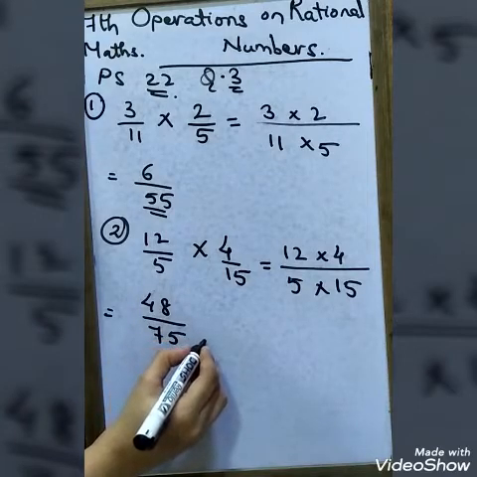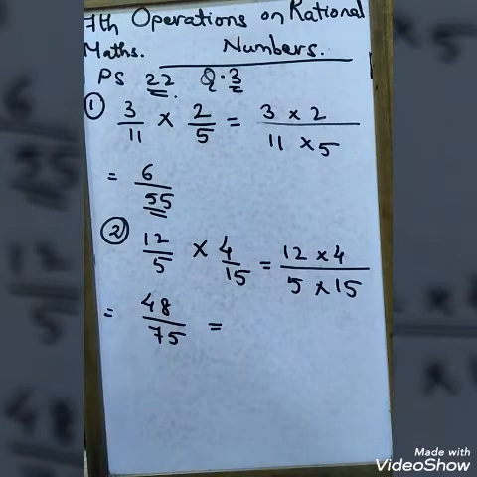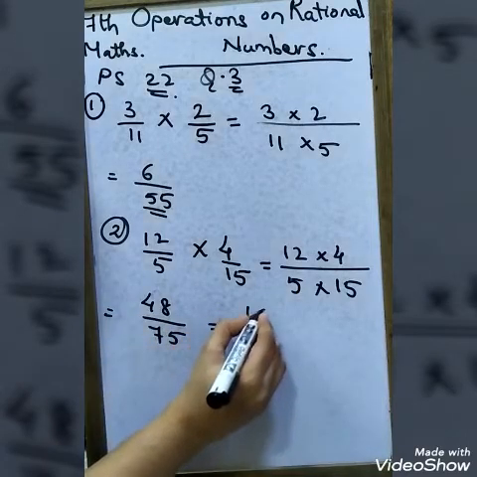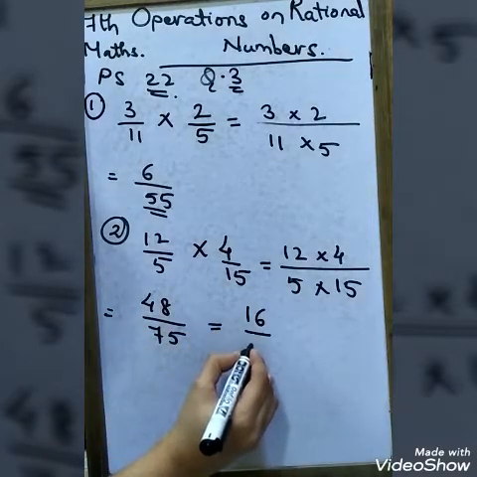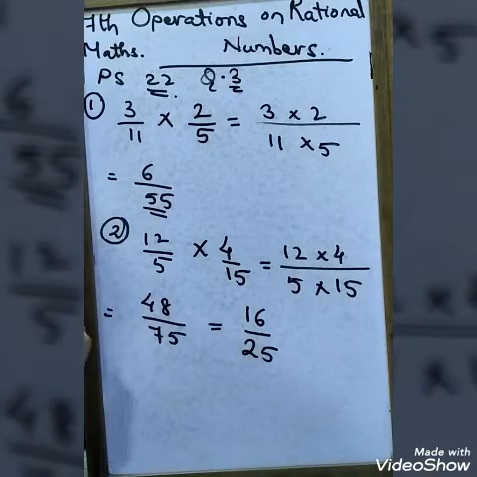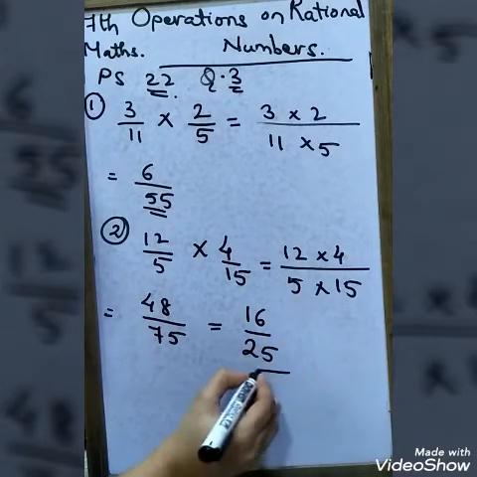So the answer will be, if we will divide this by the 4, so what are we going to get over here? If we will divide this, we get 16 upon 25, like this way. So therefore the answer is 16 upon 25.